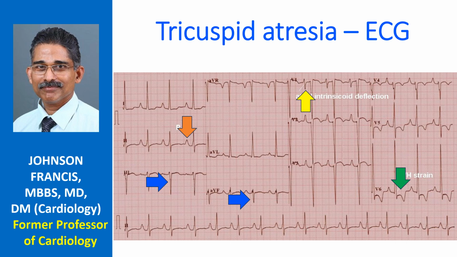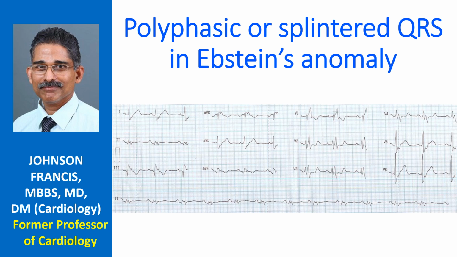All these features together in a cyanotic congenital heart disease are characteristic of tricuspid atresia. ECG in Ebstein's anomaly of the tricuspid valve showing right bundle branch block pattern with polyphasic and splintered QRS. The QRS is wide and lead V2 shows an rS pattern mimicking right bundle branch block.